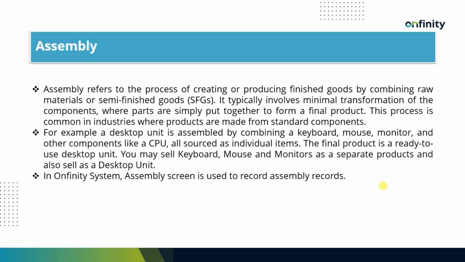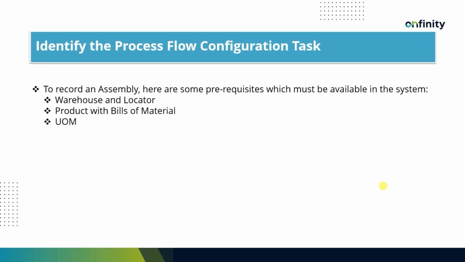In the Onfinity system, the assembly screen is used to record assembly records. This screen allows you to document all assembly activities, ensuring accurate tracking of materials, quantities, and finished products within the system. Next, let's identify the process flow configuration tasks that are needed to record an assembly.